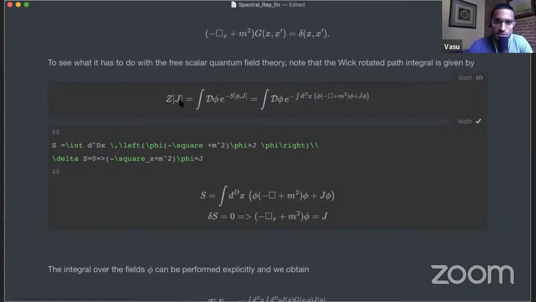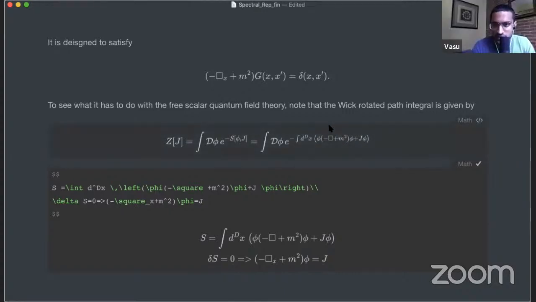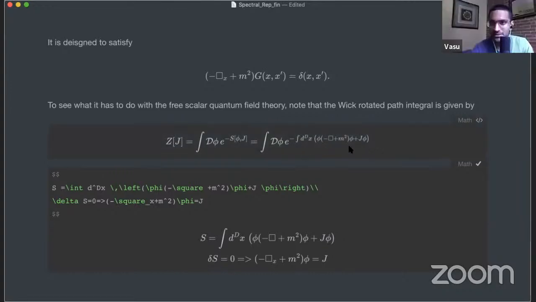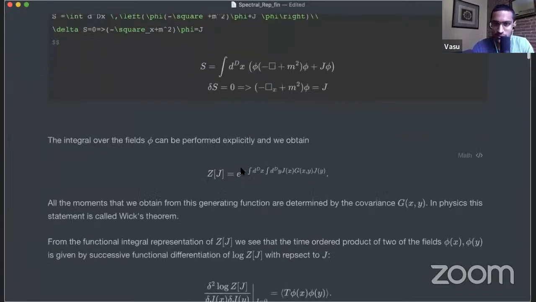And as such, I can set j to be whatever I want. In particular, I can just set j to be 0. And I'll be using that freedom in what follows. Also, because this is a quadratic function, what we can do is actually do the functional integral. You could treat this like a Gaussian integral, complete the square, and then do the phi integral. And what you'll find is that z of j is given by the following expression.